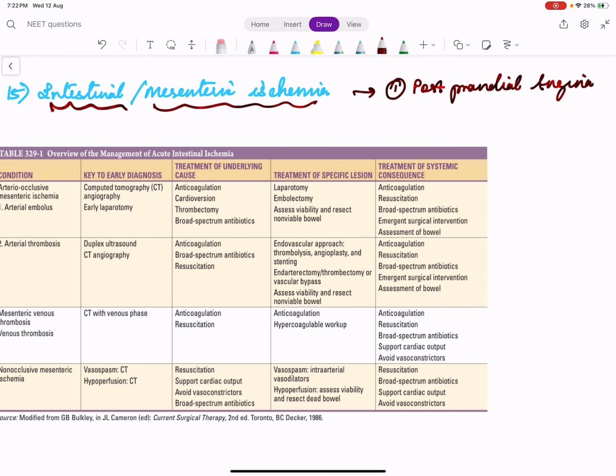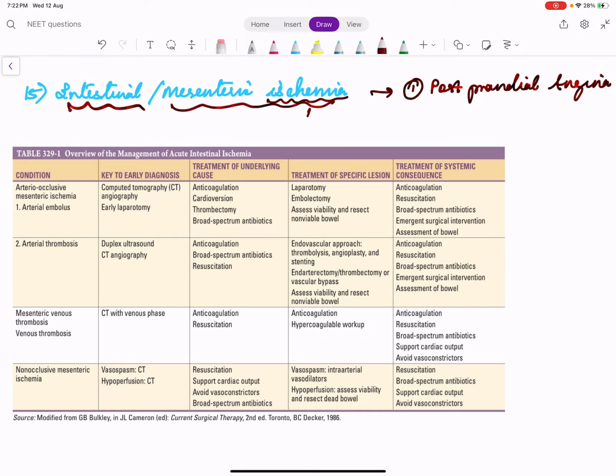So wherever the term ischemia comes, be it ischemic stroke, right? There are only two pathologies of ischemia. One, there could be embolism. So how does embolism occur in the mesentery?